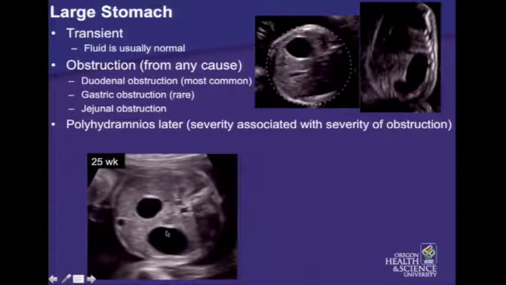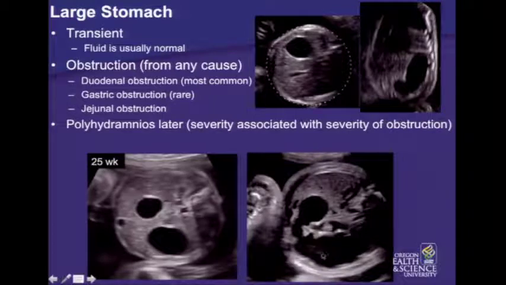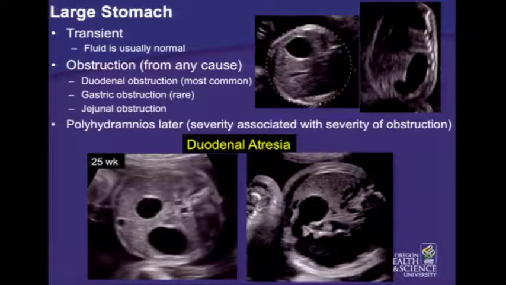So in this case, initially the stomach looks large. At 25 weeks, we have a fluid-filled gastric fundus and a second fluid-filled structure. And when we turn, we can get these two areas to connect. So we have a dilated duodenum, dilated stomach, so this is, of course, duodenal atresia.